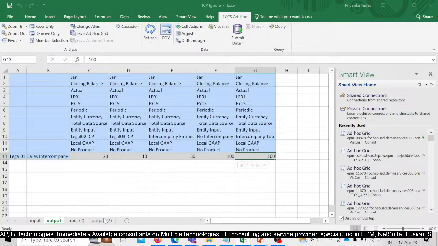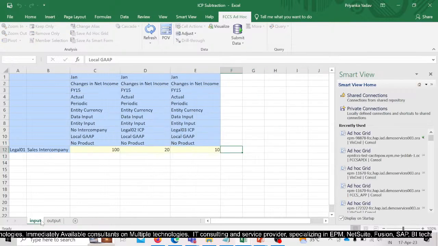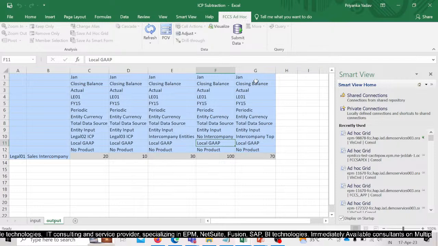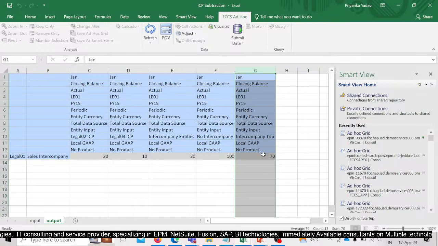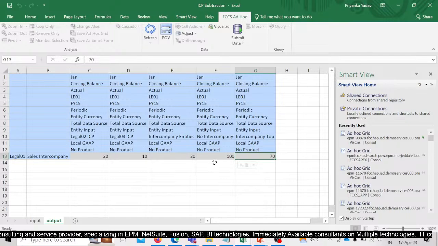And lastly is subtraction. Here also I input the same figures 100, 20 and 10, and the same scenario I have taken, but when I ran the consolidation, at the parent level the figure comes as 70. So it is 100 minus 30. The consolidation operator for intercompany entities is subtraction here, so it becomes minus 30. So 100 minus 30 at the top gives us 70.